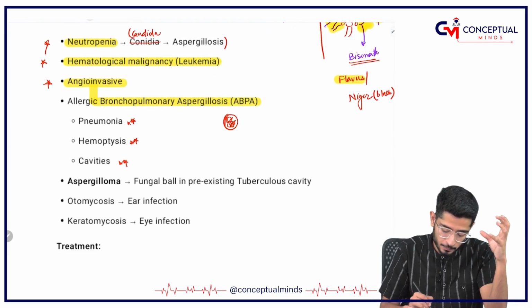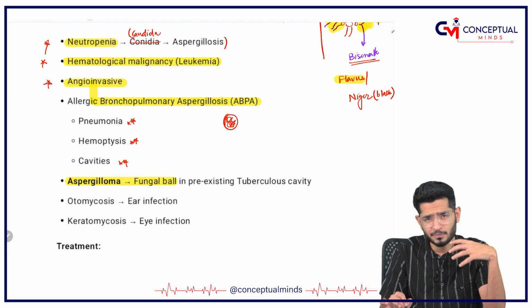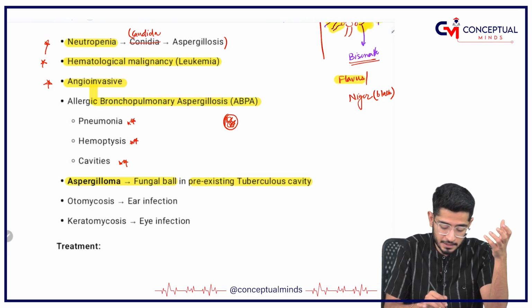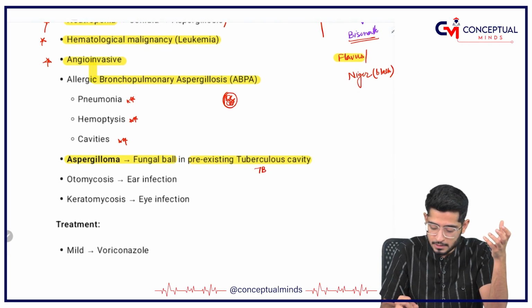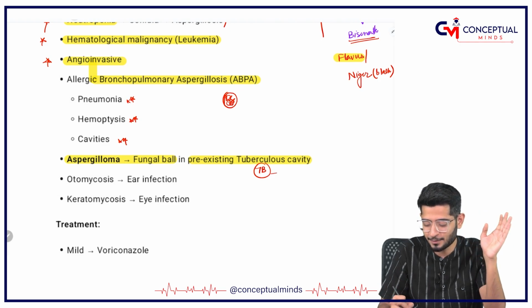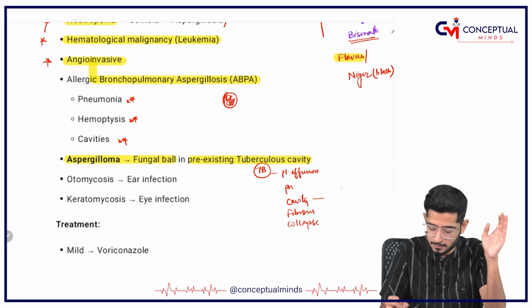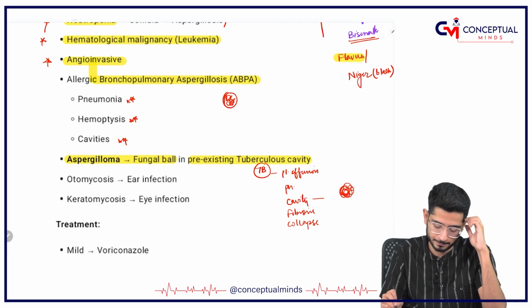As I have told you, an aspergilloma fungal ball is most commonly formed when there is a pre-existing tubercular cavity. See, TB is potent to cause anything in the lungs. It can cause pleural effusion, pneumonia, cavity, fibrosis, and collapse. So, if there is a cavity prepared, a fungal ball can easily start to grow there.